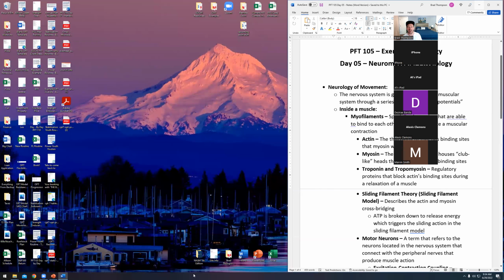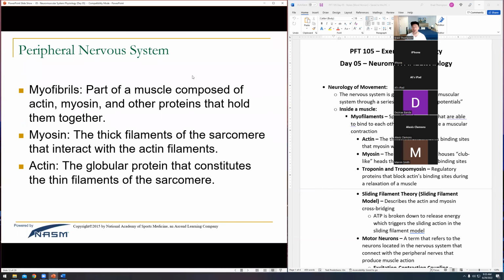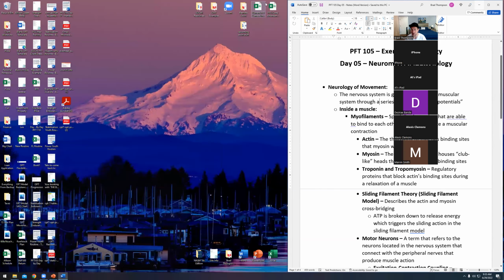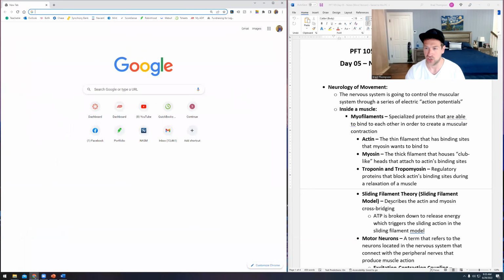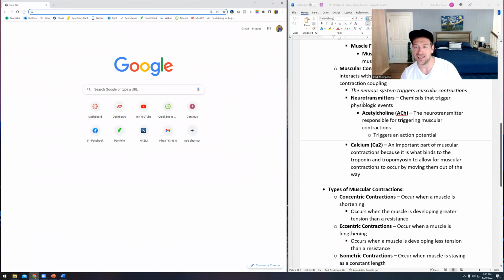So we got a lot going on with neurons, right? They're using sodium and potassium to generate electricity. So that is what we call an action potential. Okay, so we're going to get into this here in a little bit.